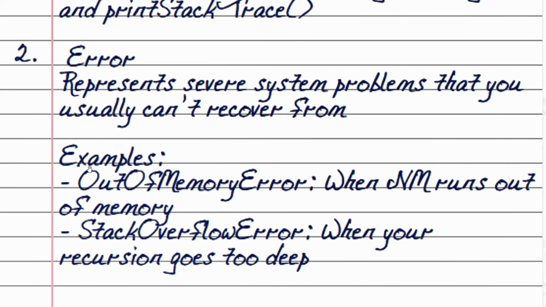So let's see some examples. First can be OutOfMemoryError. That is when the JVM runs out of memory. Next example can be StackOverflowError. That is when your recursion goes too deep.